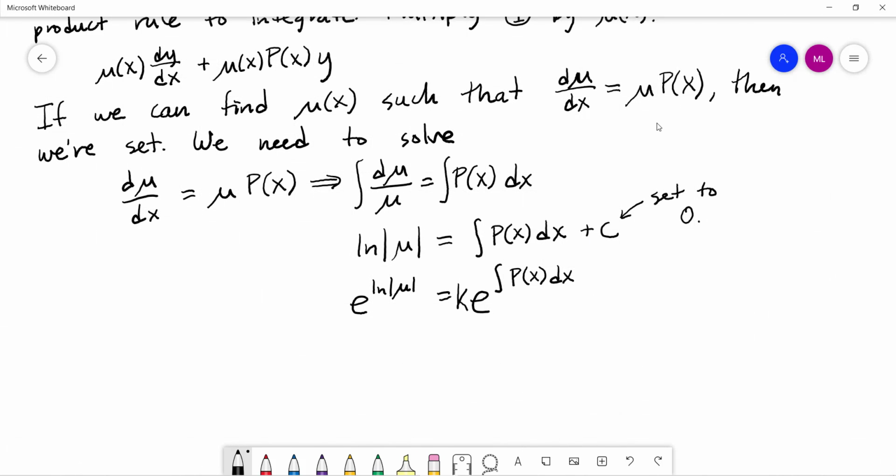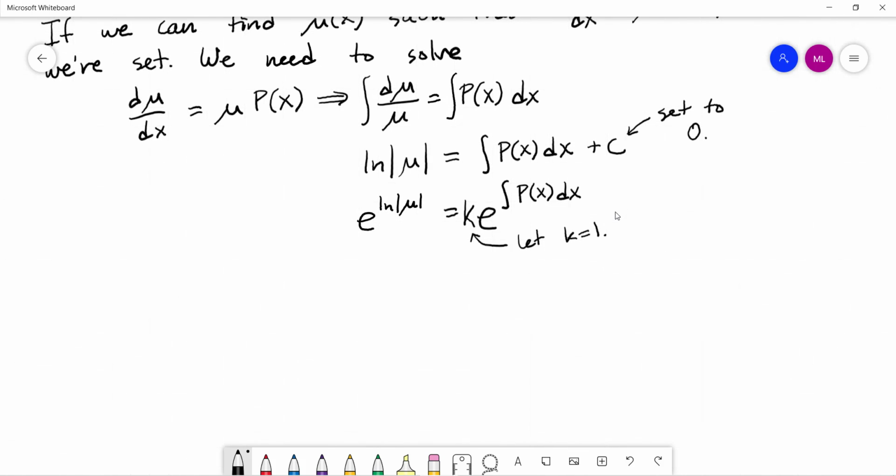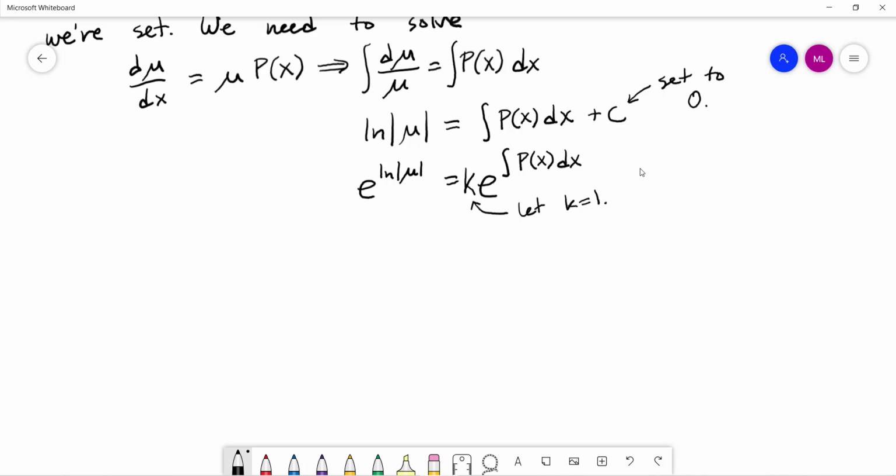We want this k to be 1. If we set this c equal to 0, that means this k is going to be equal to 1. We can keep it there if we want, but we're just going to wind up canceling it later anyways, so we might as well make our lives easy and just set that constant to 0. And by the same arguments that we had before, we can get rid of the absolute values because we exponentiated both sides. We already know this has to be positive anyways. And we wind up getting mu is equal to e to the integral of p of x dx.